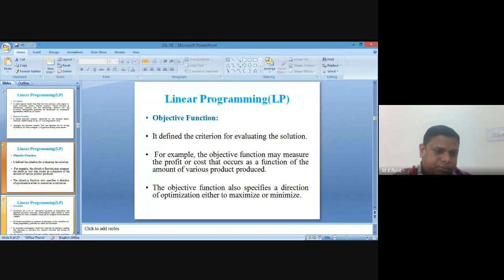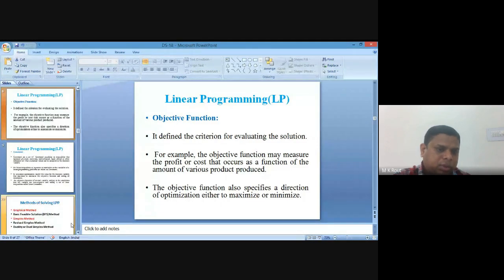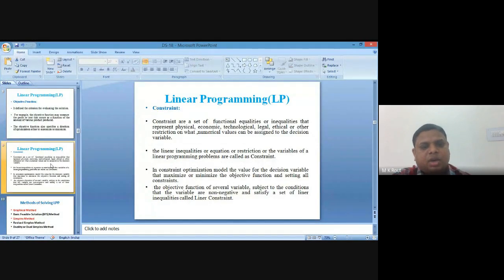Moving to the next part, the next part is constraints. So in case of constraints, the constraints are a set of functional equalities or inequalities that represent physical, economic, technological, legal, ethical, or other restrictions on what numerical values can be assigned to the decision variables. I repeat, the constraints are the set of functional equalities or inequalities.